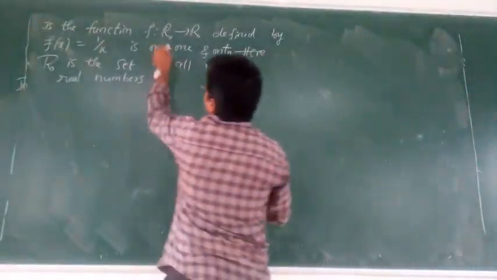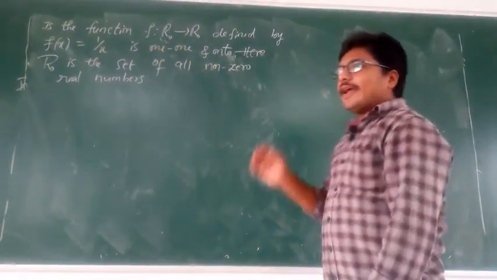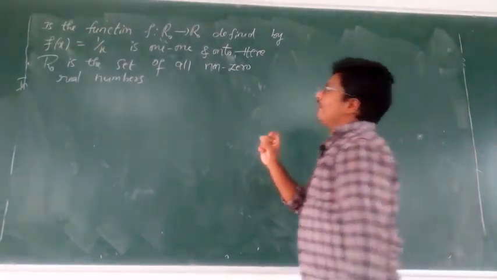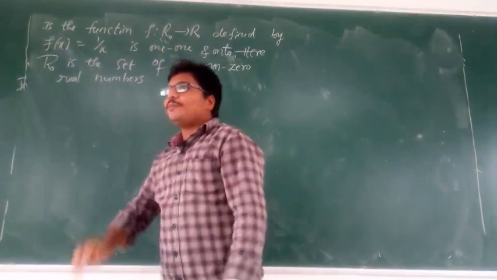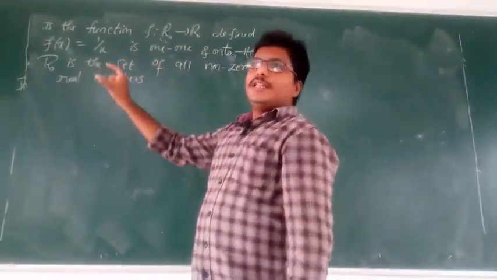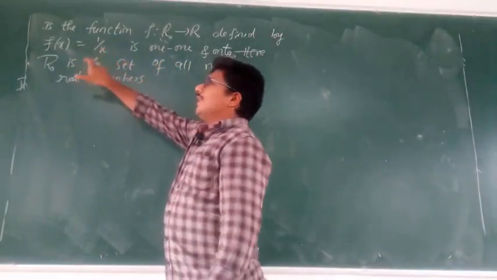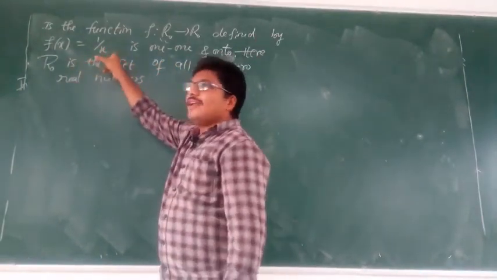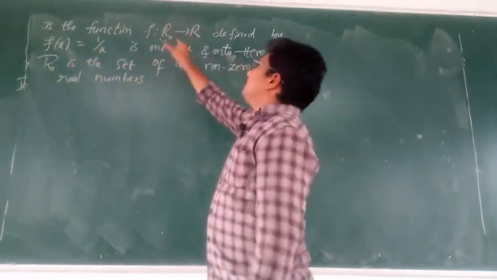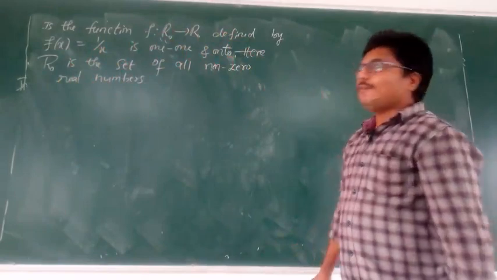What they are asking, it is a very simple question: is the function f from R0 to R0, it means R0 is the set of real numbers except 0, because in the placement of x, if you fill in 0, we will get infinity, undefined. That's why we will take except 0.